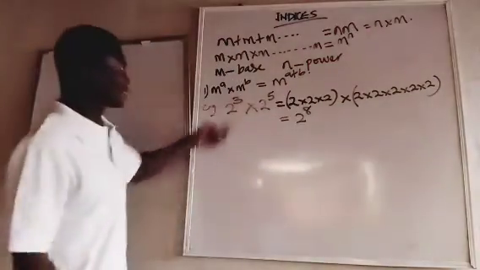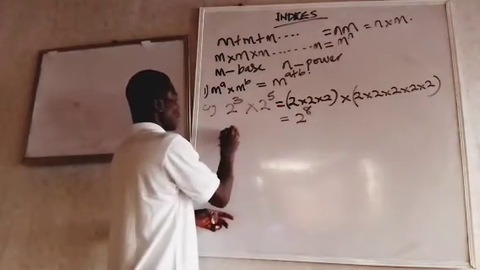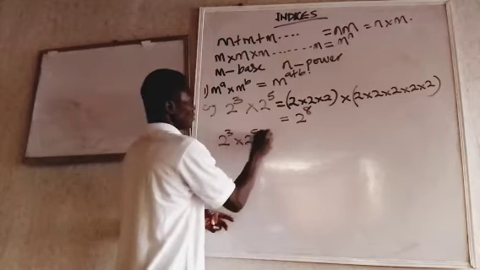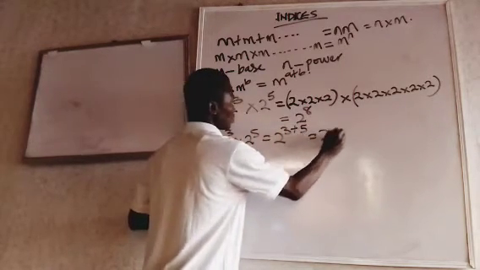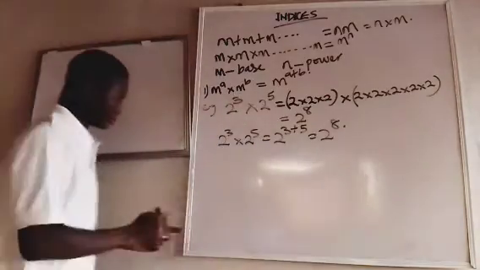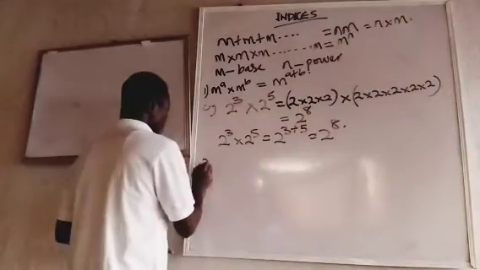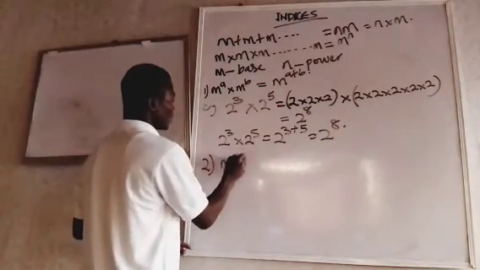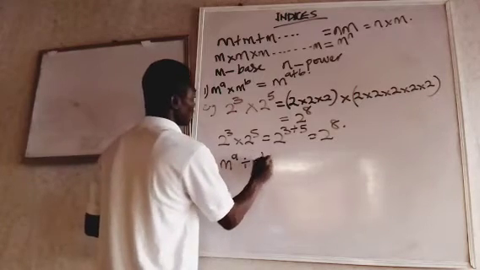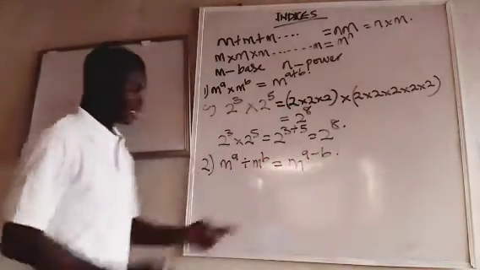So in essence, instead of going through all this, I would have just said 2 raised to power 3 times 2 raised to power 5 is equal to 2 raised to power 3 plus 5, which is 2 raised to power 8. In the same way, let's look at this. N raised to power a divided by n raised to power b will be equal to n raised to power a minus b. Look at that.